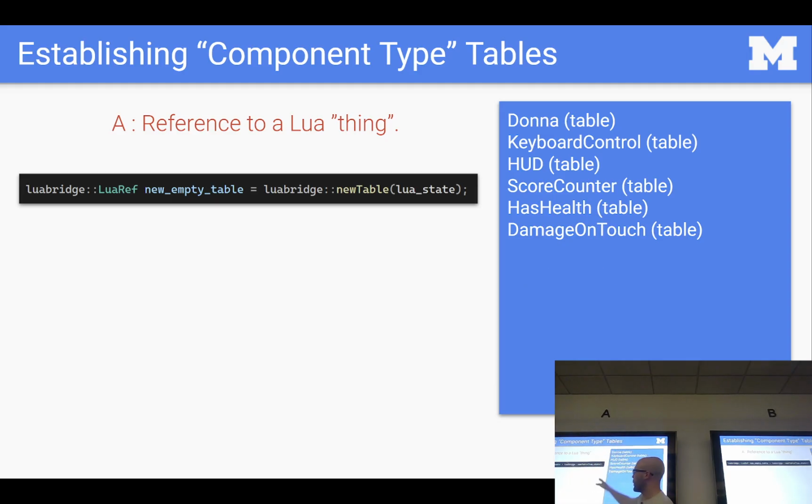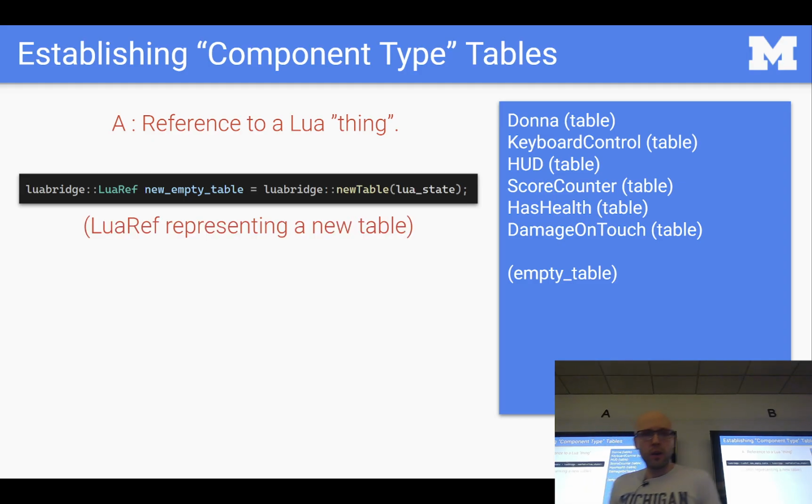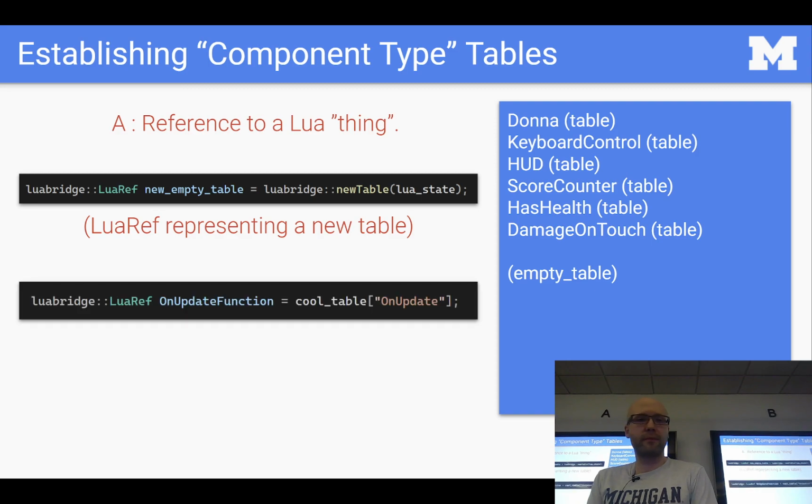So as soon as we run this function right here, watch how the Lua state evolves. Suddenly, we have an empty table in this Lua state. Now, this empty table doesn't have a name. It's kind of an anonymous table. But we can still work with it and reference it thanks to our C++ variable right there. So we now have a Lua-ref variable that represents a new table.